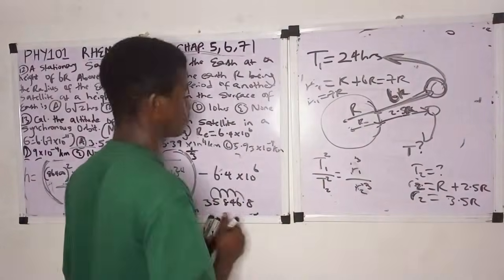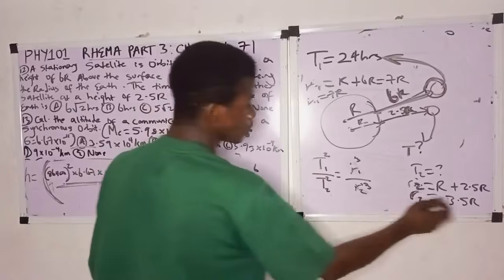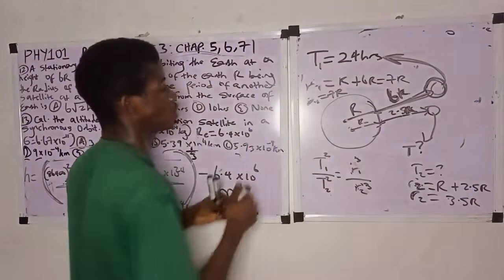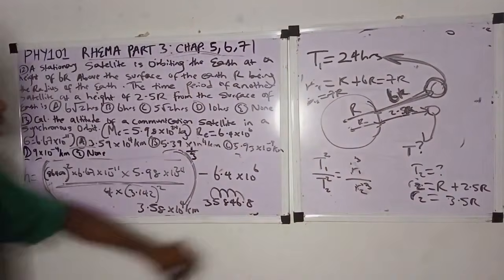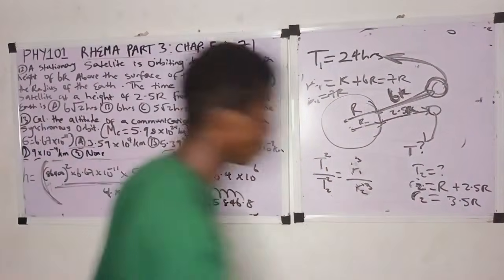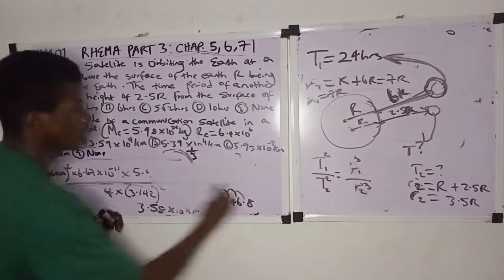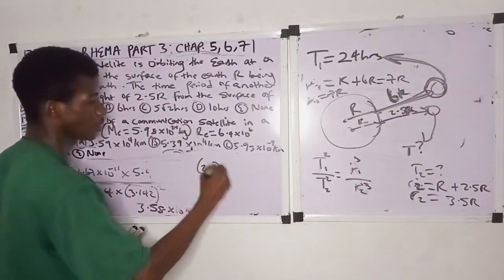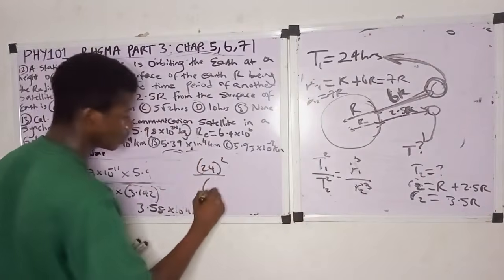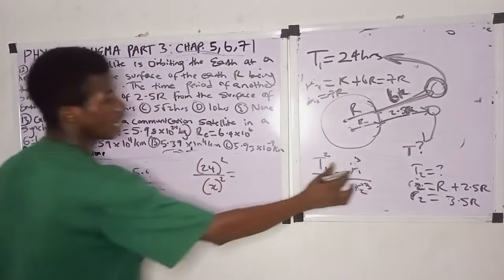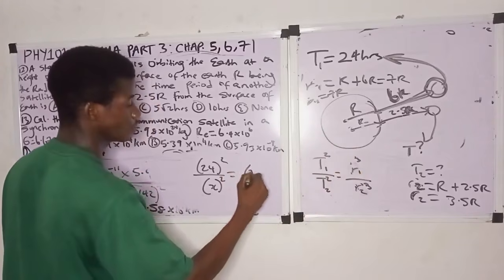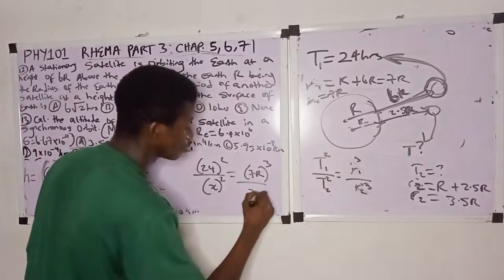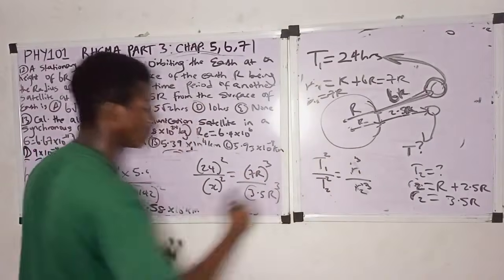R2 is 3.5R, R1 is 7R, and T1 is 24 hours. We are looking for T2. It's very easy. We put in T1 as 24 hours, so 24 squared, divided by T2 squared, which we don't know. Then R1 is 7R cubed and R2 is 3.5R cubed.